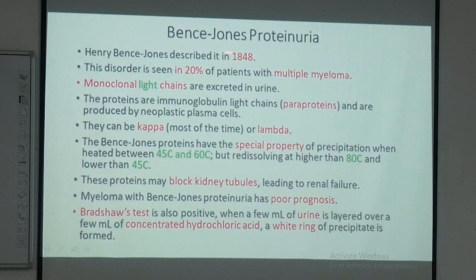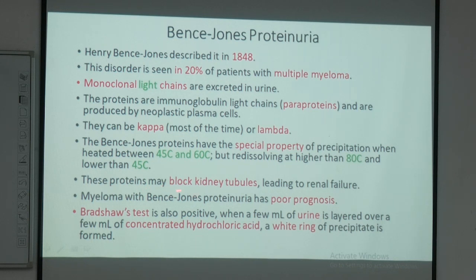So now we come to Bence-Jones proteinuria. The huge amount of light chains that are produced in multiple myeloma are excreted in urine. This protein is called Bence-Jones protein. So what is its special property? It gets precipitated when heated between 45 to 60 degrees Celsius, and when it is heated higher than 80 degrees Celsius, it is redissolved.